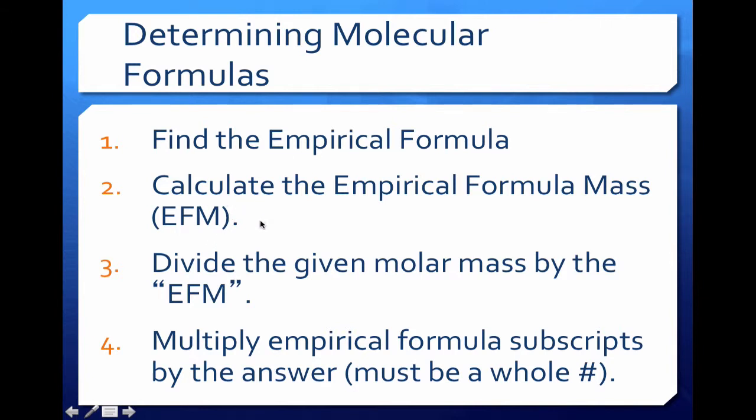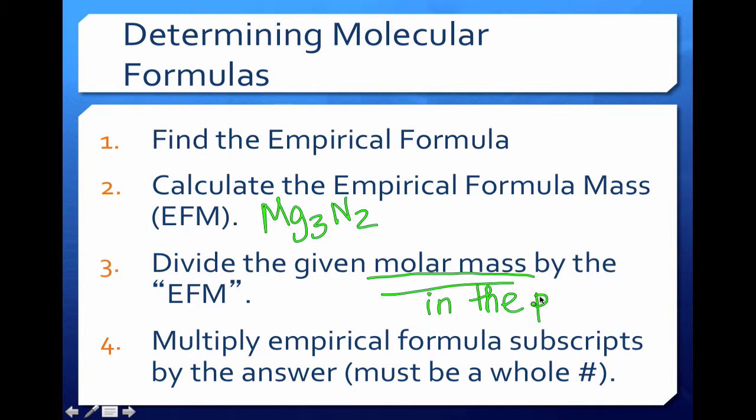That just means if we think back to that second problem that we just did, if our answer was Mg3N2, if I wanted to find the empirical formula mass, I would go to the periodic table and I would add up 3 magnesiums and 2 nitrogens, and I would get that total mass. That's the empirical formula's mass. They are going to have to give you the molar mass of the compound in the problem. So this will be provided in the problem. It's never something you're going to have to find.